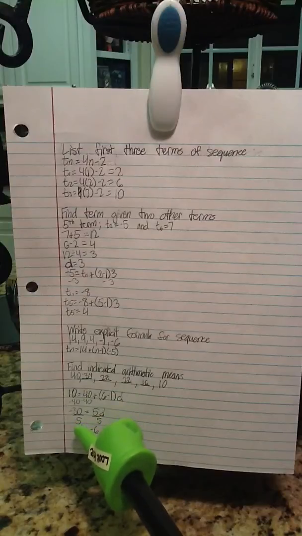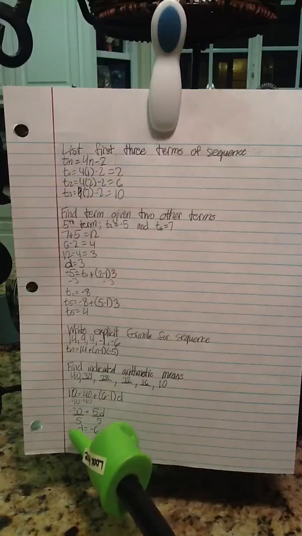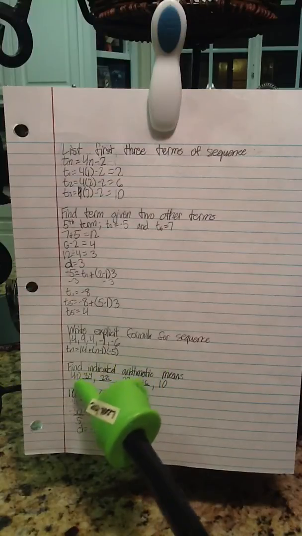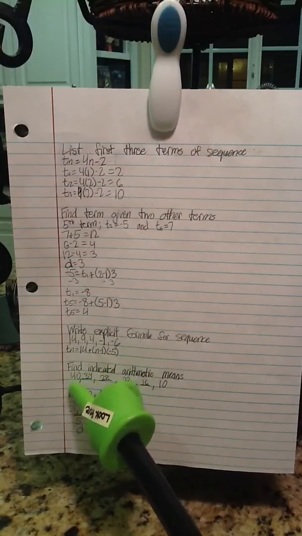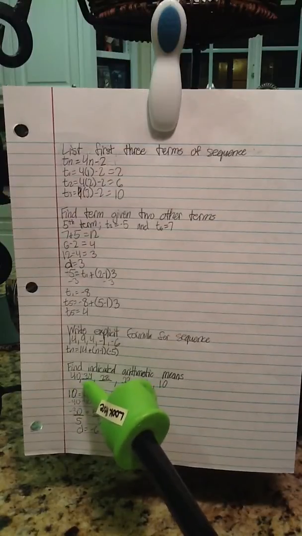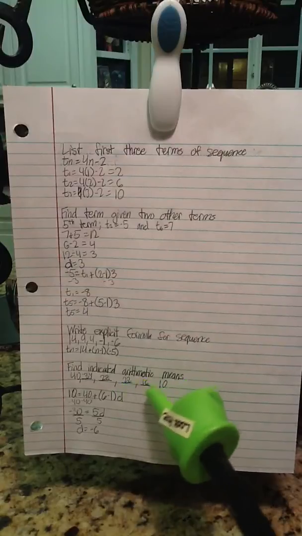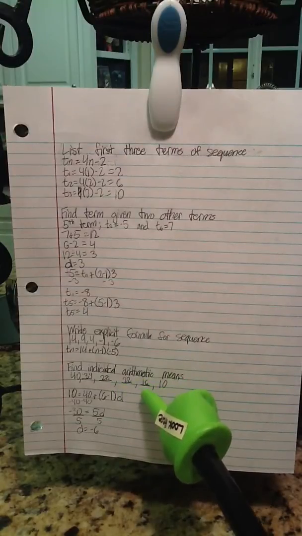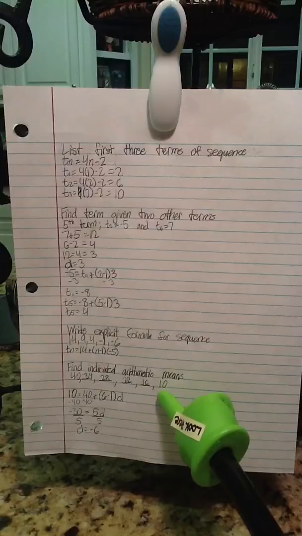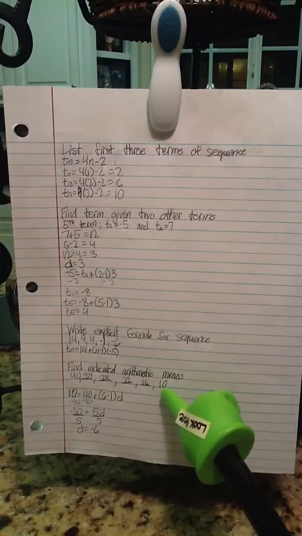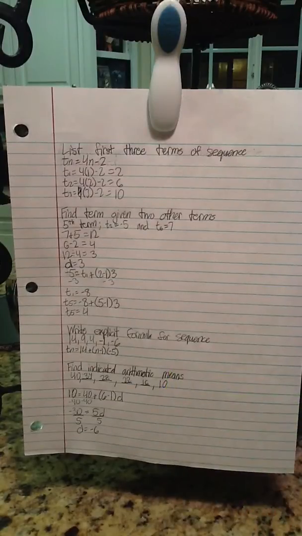And then you divide both sides by 5, and the difference comes out to be -6. And from there, you just plug in -6 every time. So 40 minus 6 will be 34. 34 minus 6 will be 28. 28 minus 6 will be 22. 22 minus 6 would be 16, and 16 minus 6 would finally be your last term of 10. And that is chapter 11.2 and the 6 examples or questions you will see throughout the chapter.